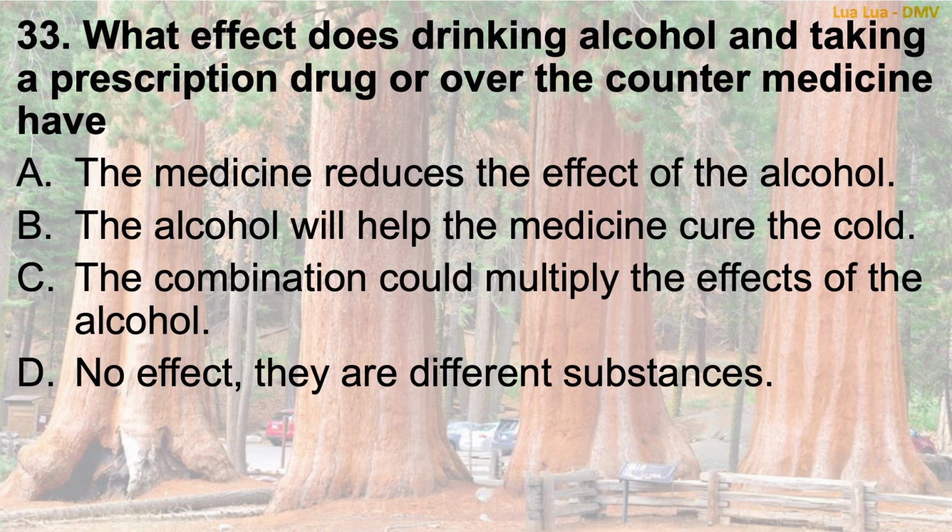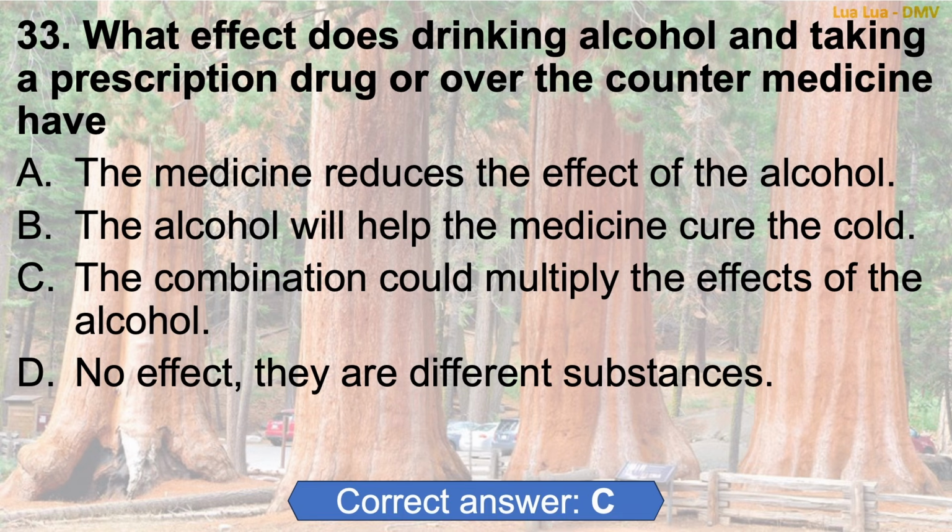Question 33. What effect does drinking alcohol and taking a prescription drug or over-the-counter medicine have? A. The medicine reduces the effect of the alcohol. B. The alcohol will help the medicine cure the cold. C. The combination could multiply the effects of the alcohol. D. No effect. They are different substances. The correct answer is C. The combination could multiply the effects of the alcohol.